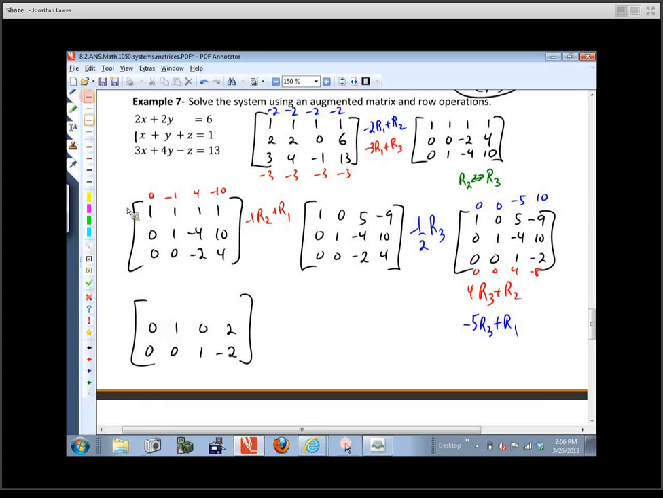So I get 1, 0, 0, and 1. Isn't that right? See, that's bad. 1, 2, -2, there's our answer. So it actually took 1, 2, 3, 4, 5, 6, 7 steps to do that one.